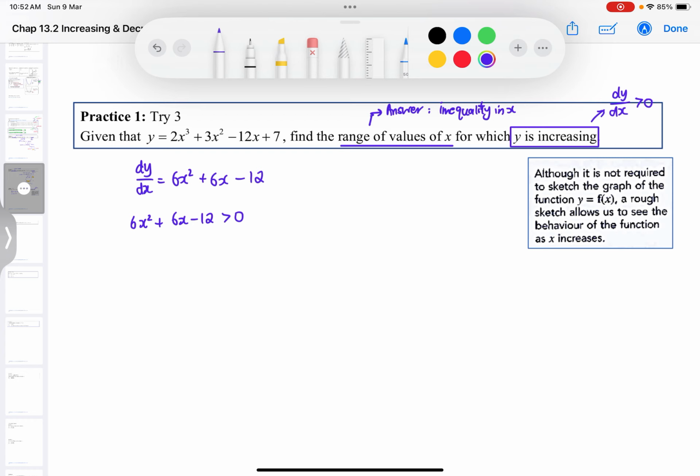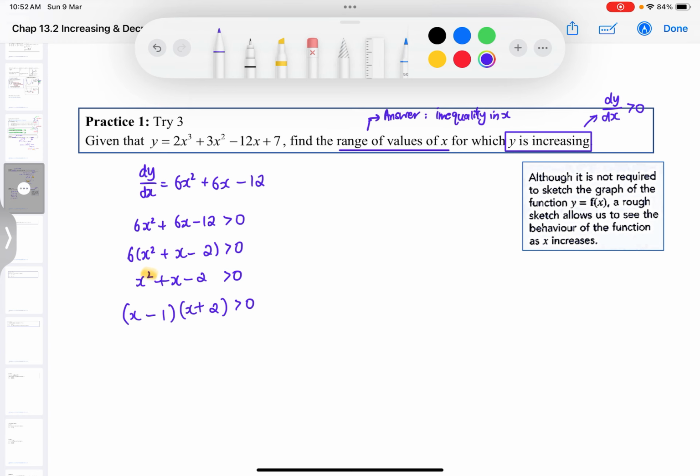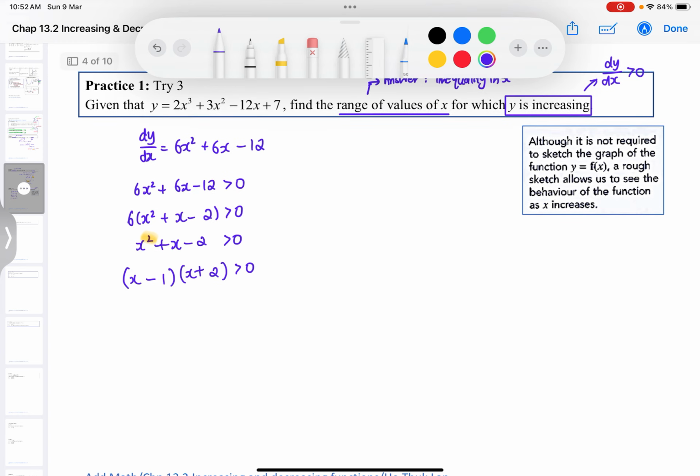Notice that all three terms have a common factor of 6. So I'm going to factorize out that common factor of 6 and then divide that away so that I don't have to deal with that extra factor of 6. Then this is a quadratic inequality again, so we have to factorize, sketch, and solve. Factorize first. This should be the factorization.